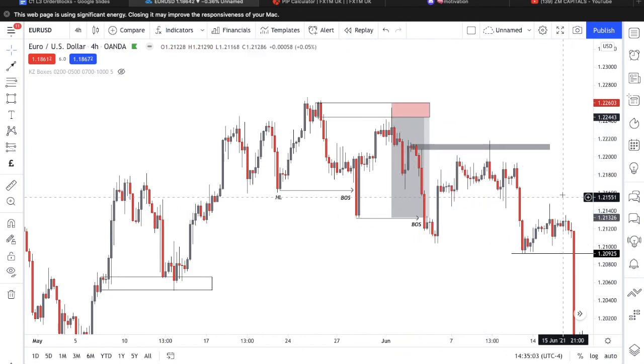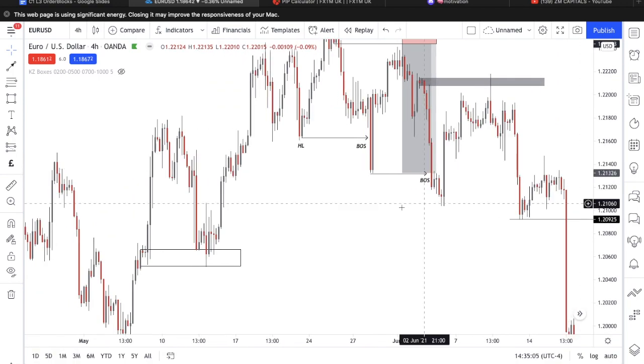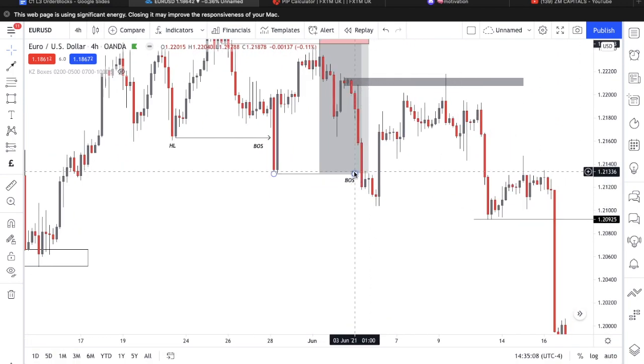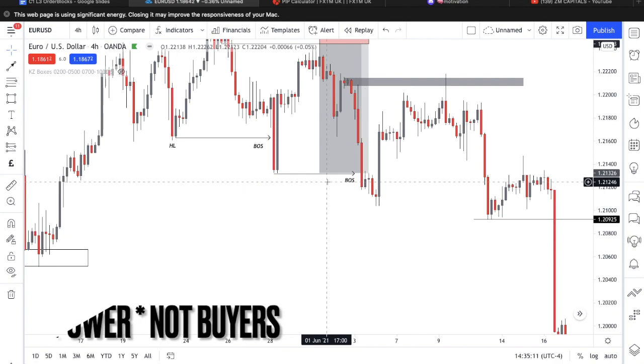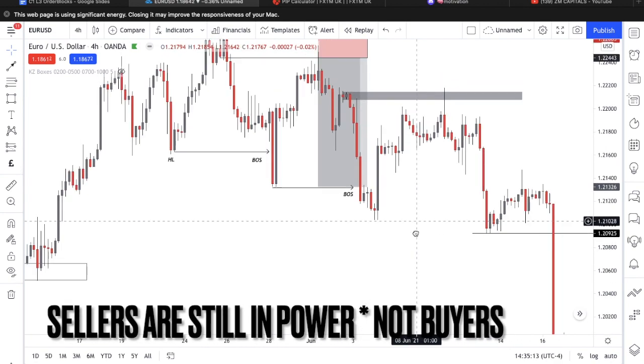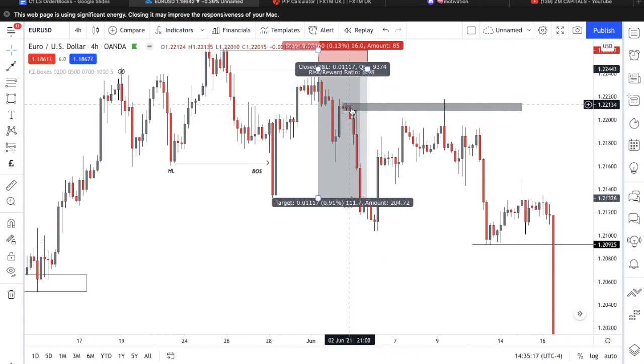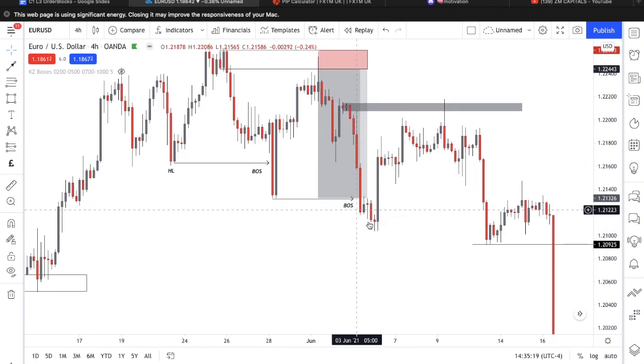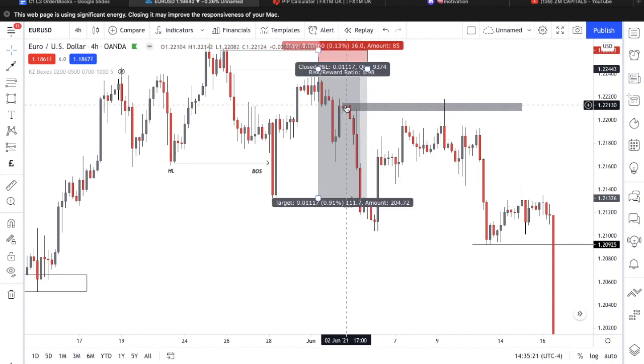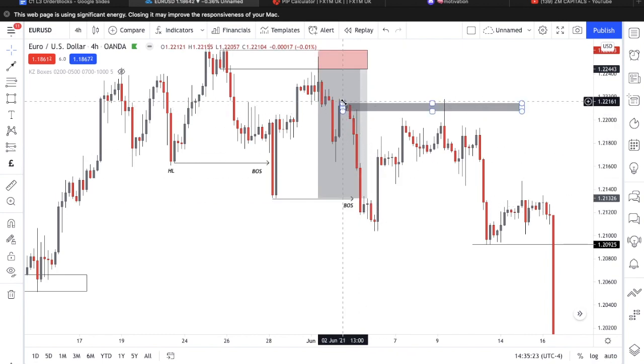Now, trade number 2. Once we got that another break of structure, which shows a continuation in trend, yeah? Shows that the sellers are still in power. Once we got that break of structure, we look for the last buy candle before that rapid move, which again broke structure. And as we can see here, we identify this candle over here.